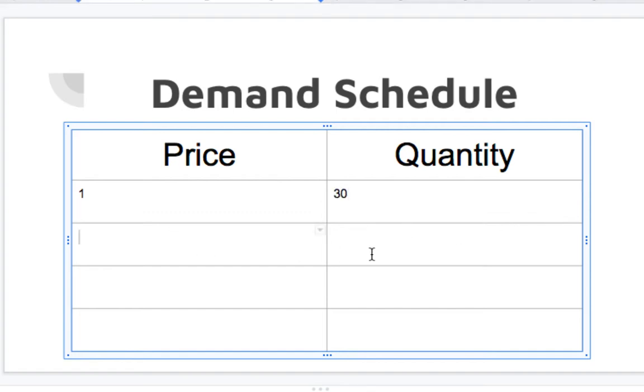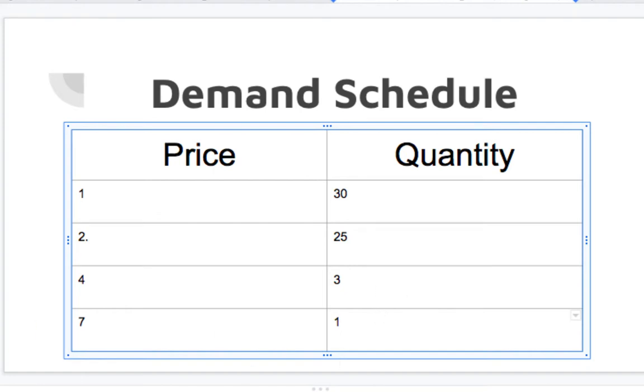If I want to charge $2, maybe some people will say that's a little too expensive for me, and we'll go down to 25 people. If I say I'm going to charge $4, maybe only 3 people want to buy it. And if I say $7, maybe only one person would buy it, just because they're crazy. All right. So this demand schedule is what we're looking at when we look at any type of item. We could create this type of schedule.